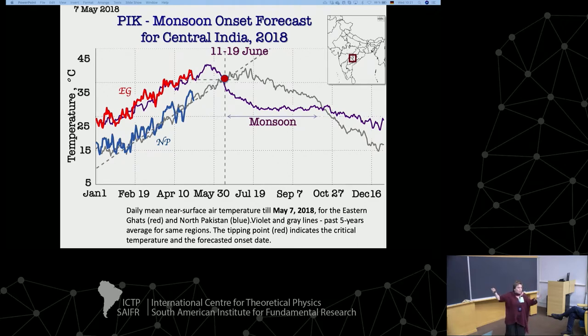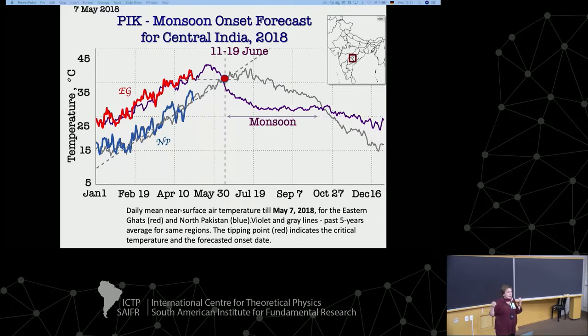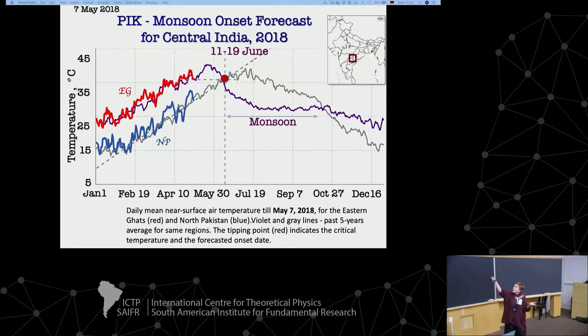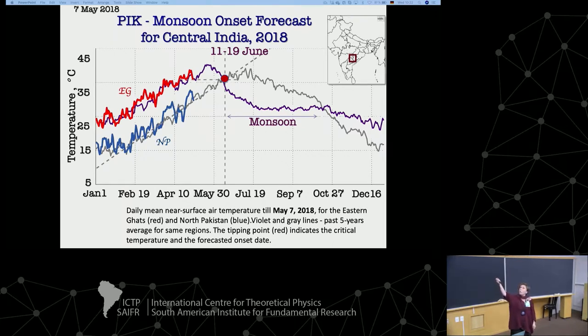Because temperature in Eastern Ghats falls down, they intersect. They intersect on this date, just a few days, 1, 2, maximum 3 days. We have checked, it happens every year. And it's not surprising, because monsoon comes every year in Eastern Ghats, and temperature in North Pakistan also grows because of increasing daily light hours. Moreover, this intersection happens twice. One is the beginning of onset of monsoon, and another one, the withdrawal of monsoon, right here.